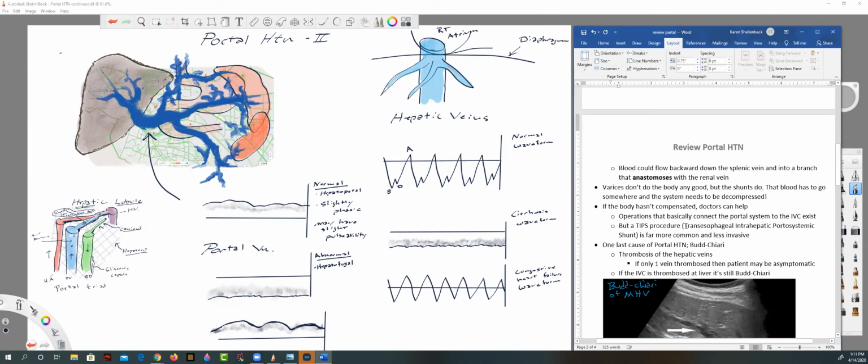And it's probably one night stay, but I don't know for sure. But it's a very simple procedure compared to open surgery. Transjugular intrahepatic portosystemic shunt. Far less invasive, far more common.